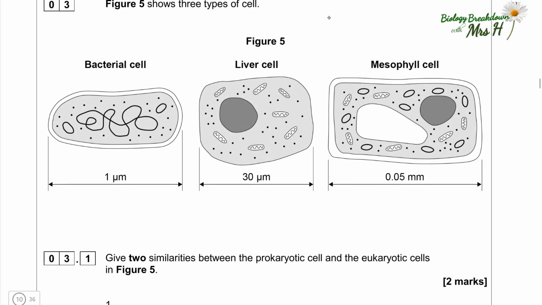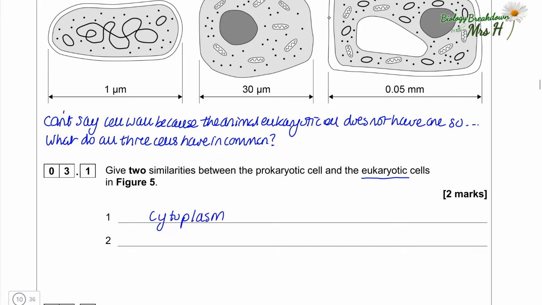Figure 5 shows 3 types of cells. We have a bacterial cell, a liver cell, and a mesophyll cell. Give 2 similarities between the prokaryotic cell and the eukaryotic cells. So our bacterial cell is the only prokaryotic cell there. The liver cell is eukaryotic and it's an animal cell. And the mesophyll cell is a plant cell and it's also eukaryotic. So we need to look at what is similar about all 3 of those cells. And that would be the cytoplasm and the cell membrane. You could also have put ribosomes or DNA, genetic material.